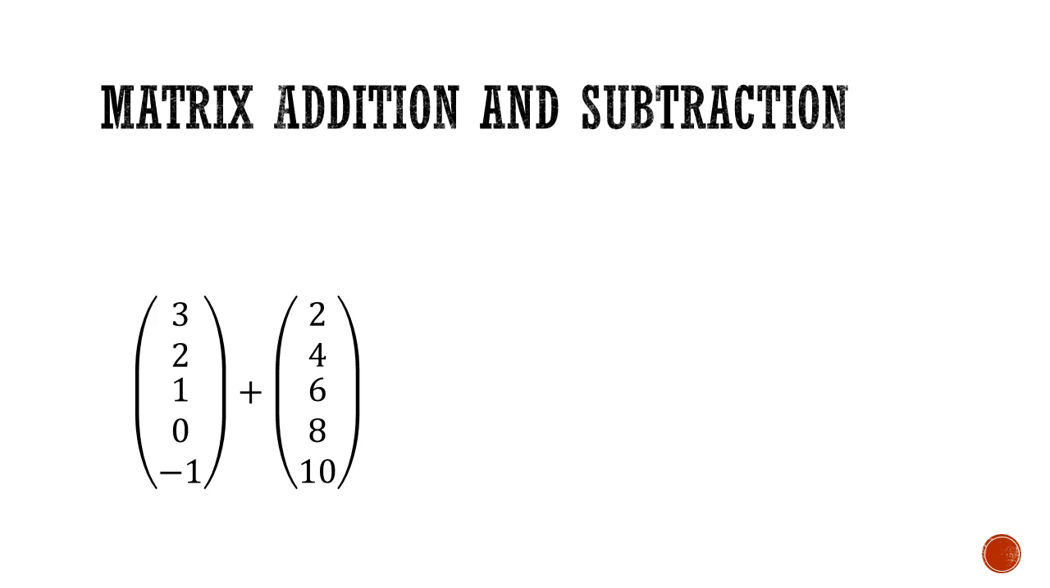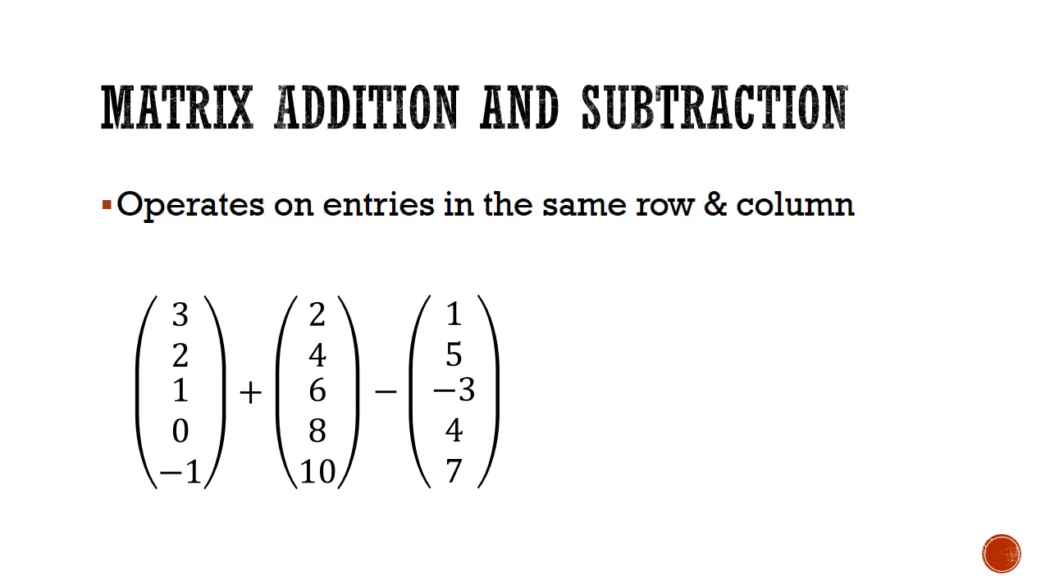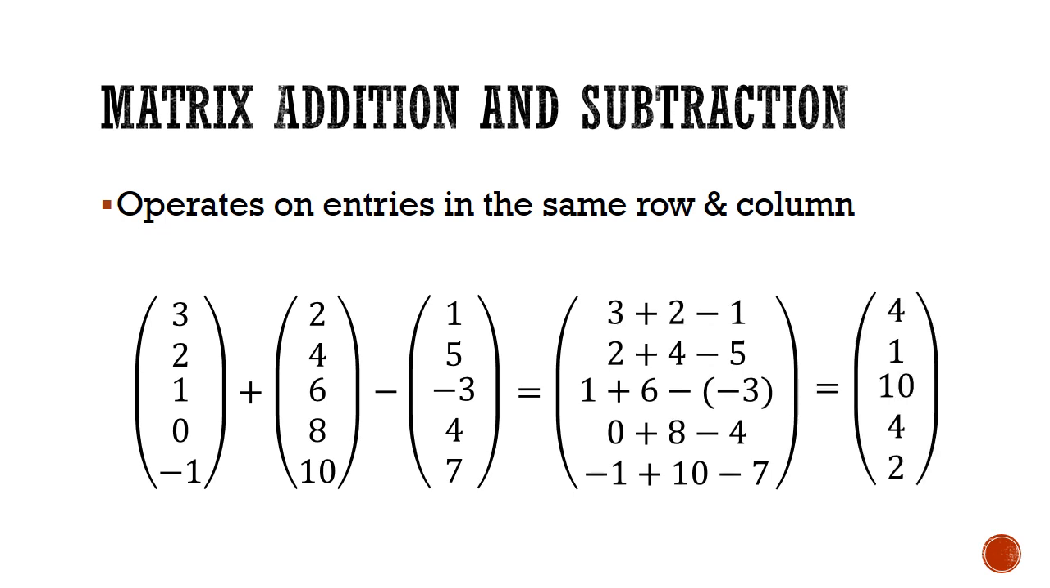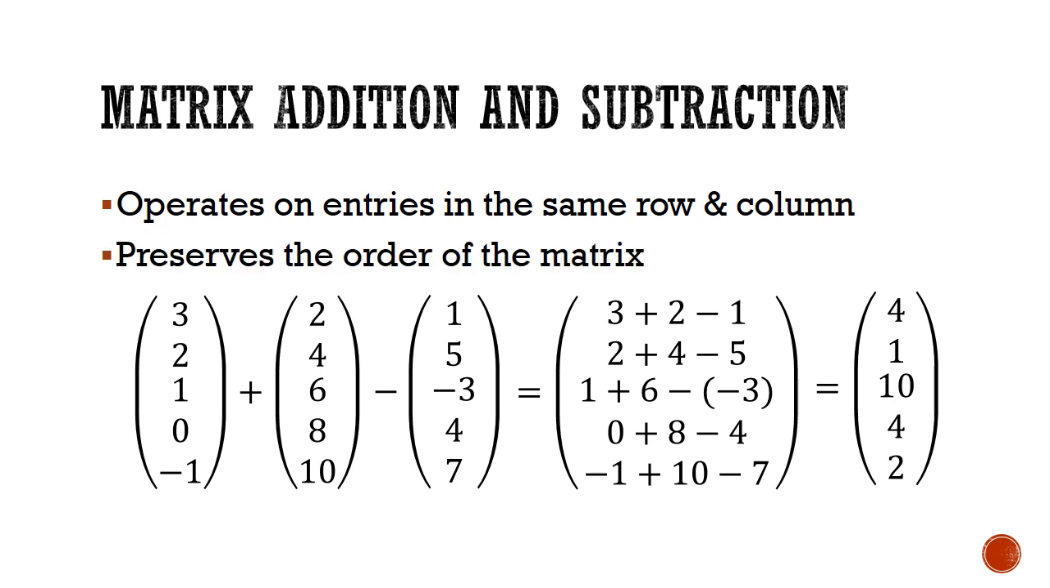So let's actually try to do the addition. But before we begin, let's make this question a little bit harder. Now, addition and subtraction, they operate on the entries found in the same rows and the same columns. So for the first entry, we can take 3 plus 2 minus 1. We repeat this for the other 4 rows. Computing each entry separately, we get this answer. Notice that addition and subtraction always preserves the order of a matrix.